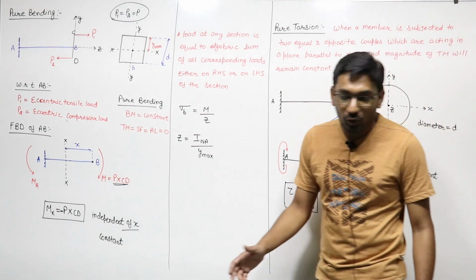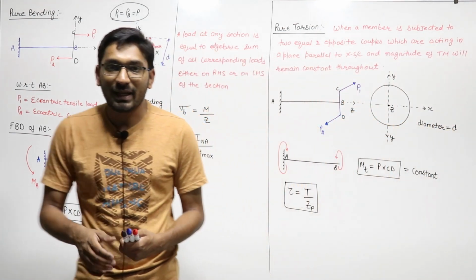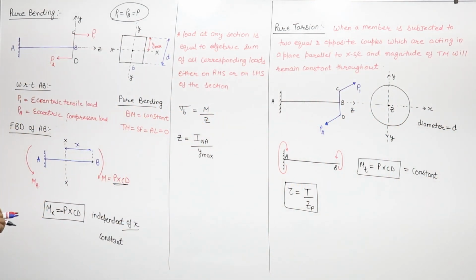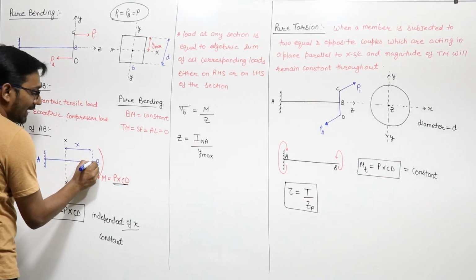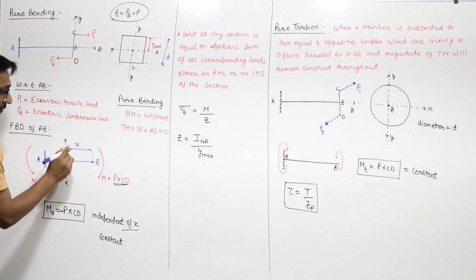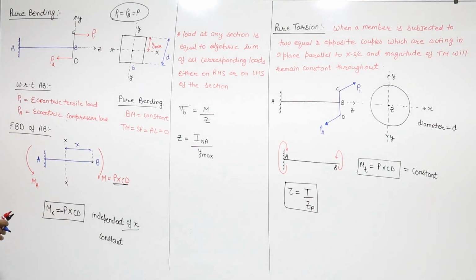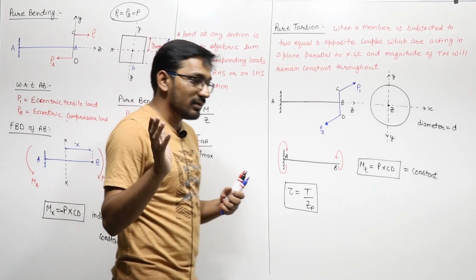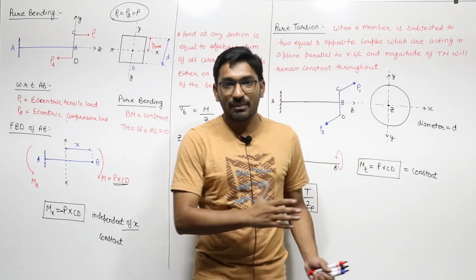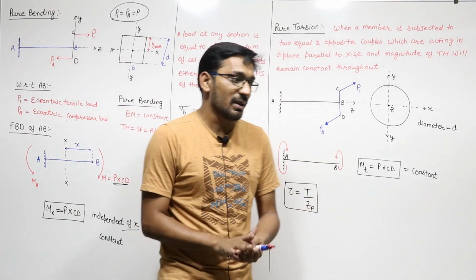Now we want to know what is the bending moment at a section X from the free end. I am taking a section XX which is at a distance of X meter from the free end, and I want to know what is the bending moment at this section X. So please note, we will be discussing this in each and every chapter, and this is an important concept.